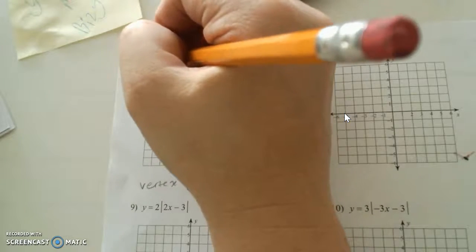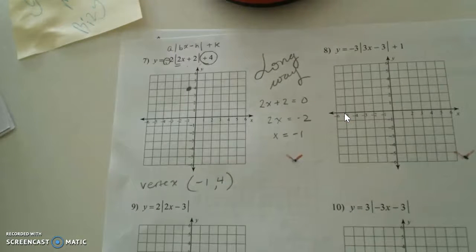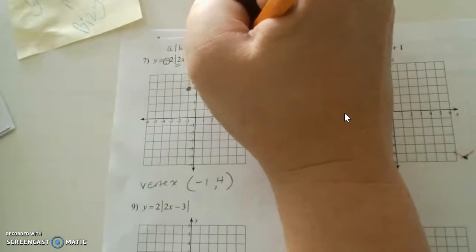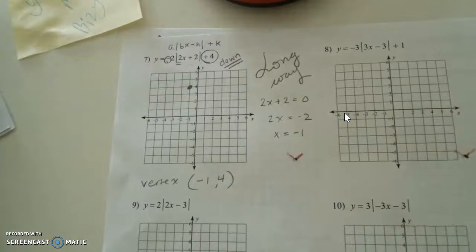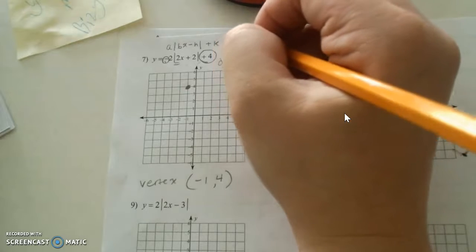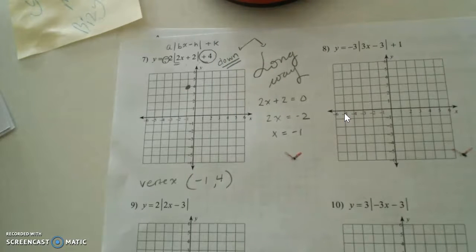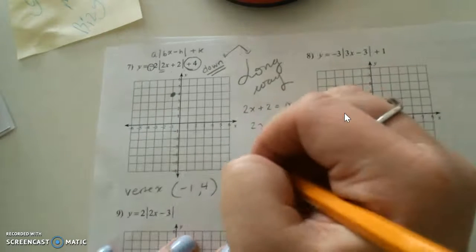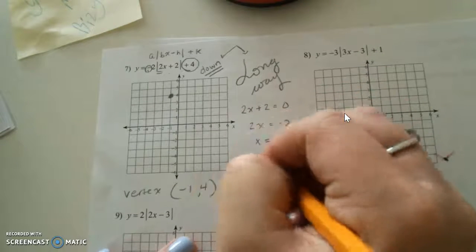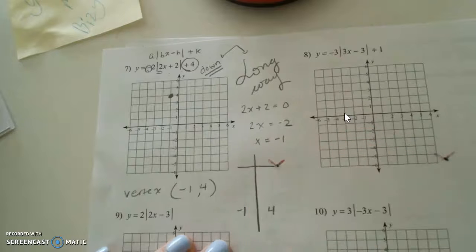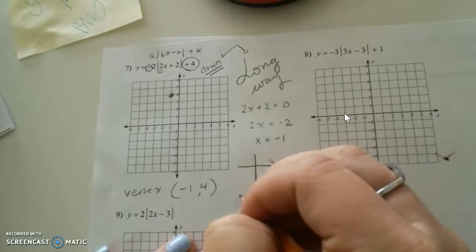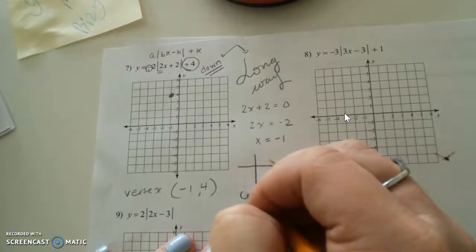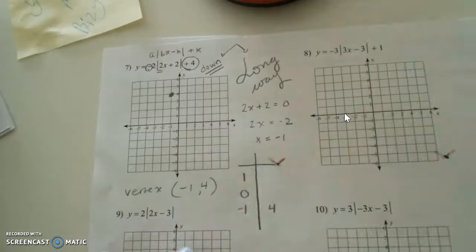So, I see that there's a negative in front of there. That means that my graph is going to open downwards. Okay, so instead of being a right side up V, it's going to be an upside down V. And we're going to graph it the long way. We're going to make a table of values. So I already have -1, 4. I'm going to go in the opposite direction. I'm going to plug in 0 and I'm going to plug in 1.